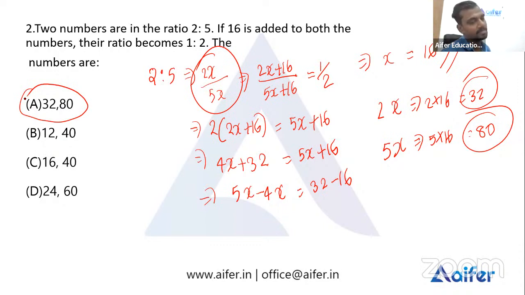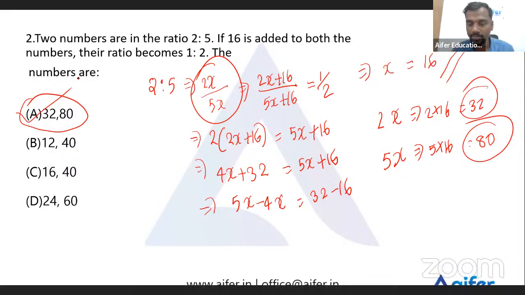Okay, option A, 32, 80 is a correct answer. I hope it's clear. Any doubts or any confusion? Okay, so that's it. Moving to the next question.